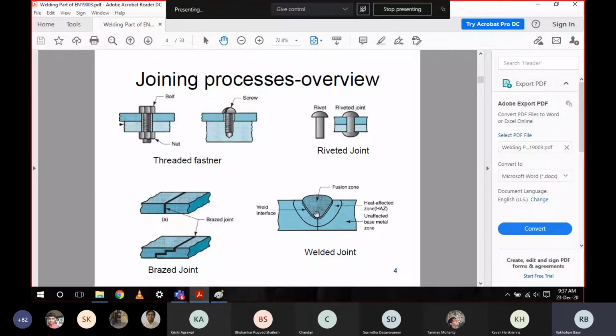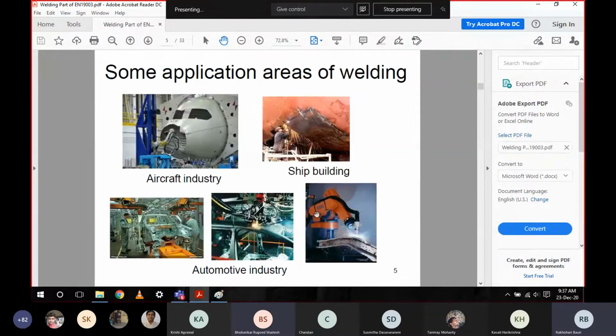So am I clear? Whose doubt there? Some students have doubt. So am I clear? Now I'm going to the next slide. Yes, sir. See, here some applications. If you have any doubt in between, you can ask.